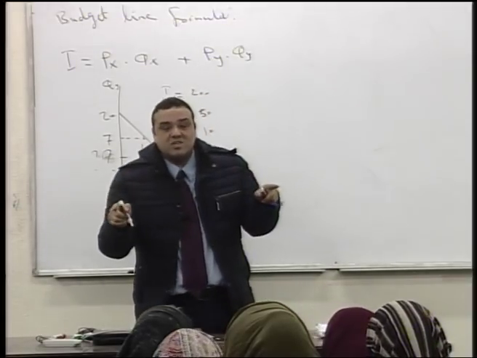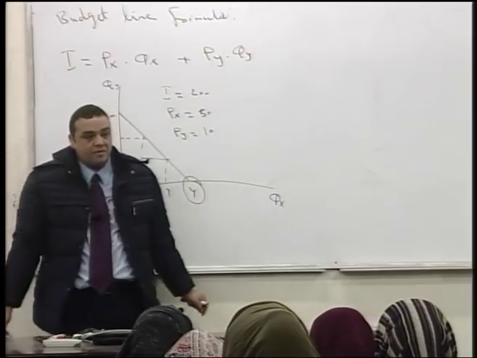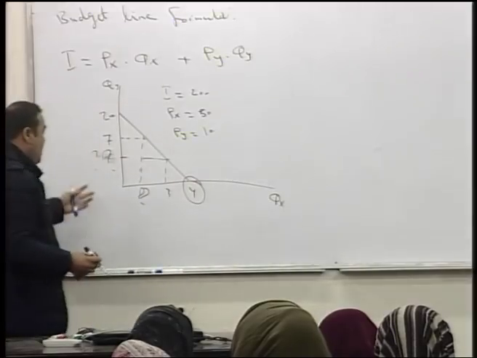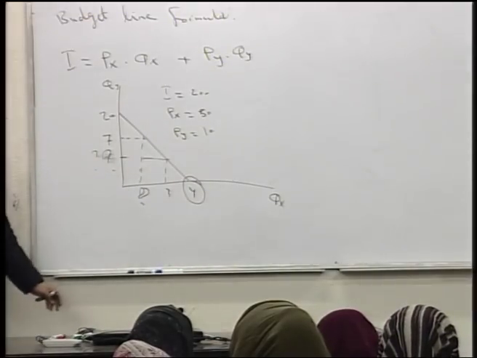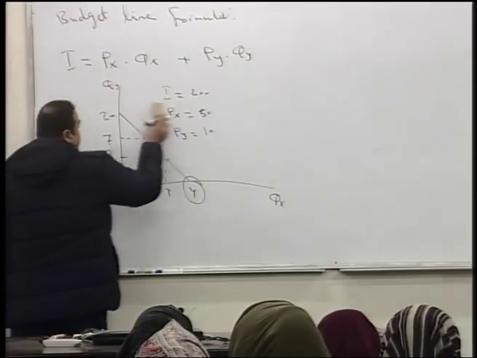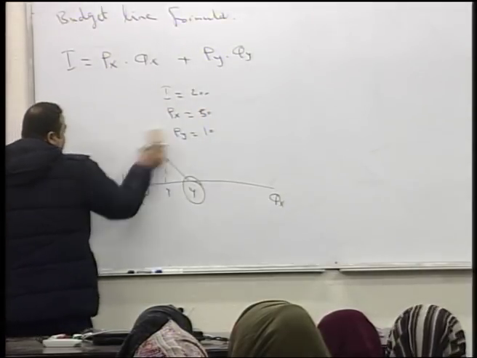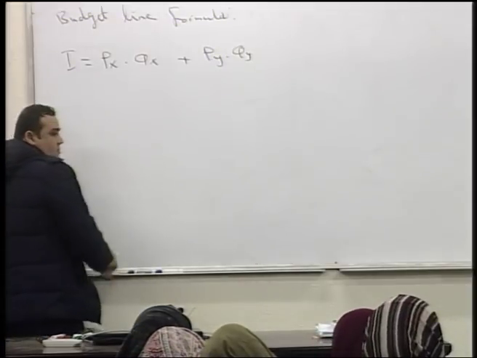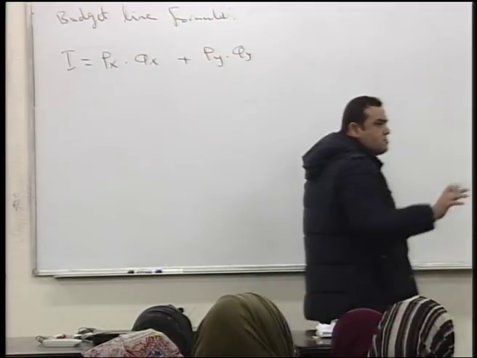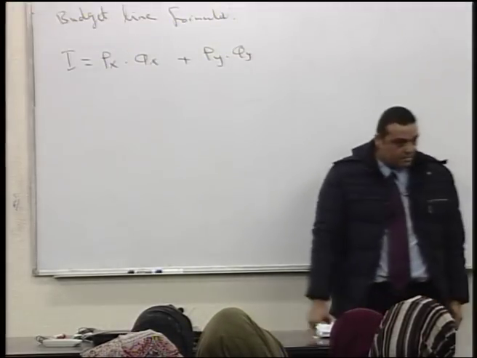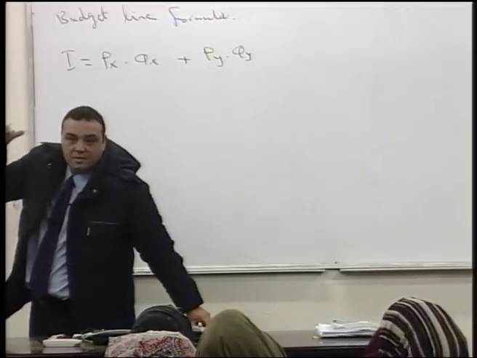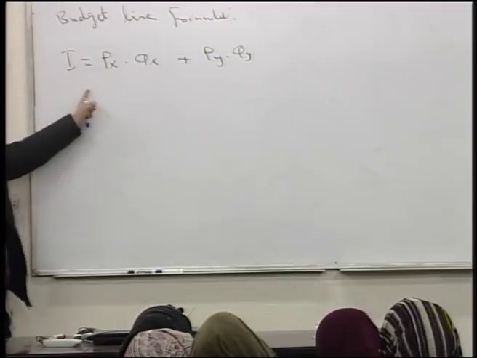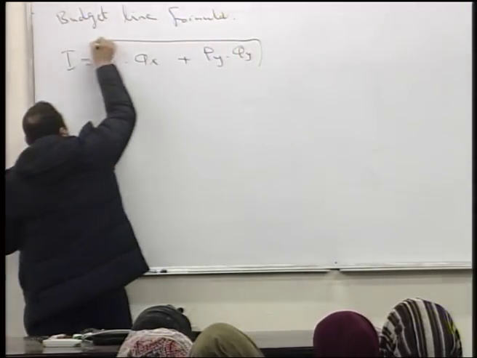To answer this question, we have the budget line formula. So let's derive the budget line formula. The slope is part of the formula. To derive it, we have to derive it from the main function.